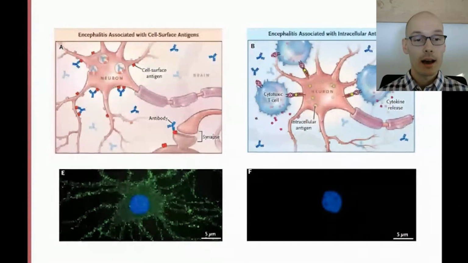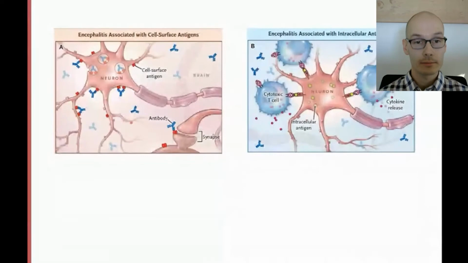On the right, contrast that with encephalitis associated with intracellular antigens. As you can see, the little yellow circles there are the intracellular antigens. And this is somewhat of a different process, we think. And here's a staining pattern that looks a little different as well. So let's go ahead and discuss how these processes are different.